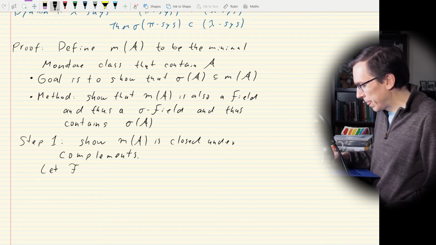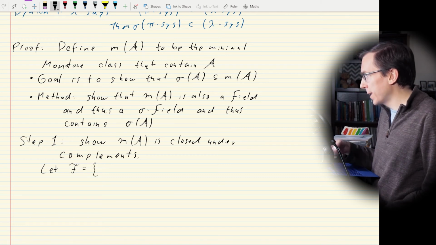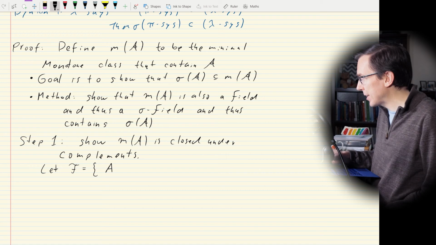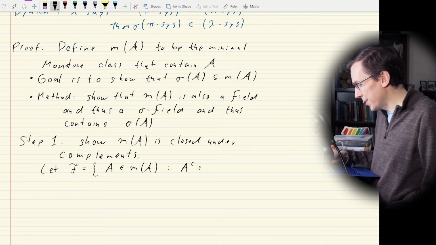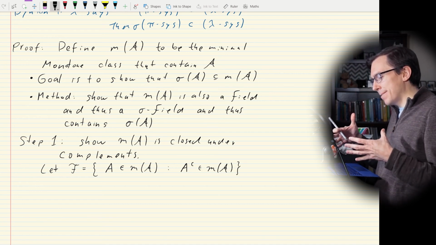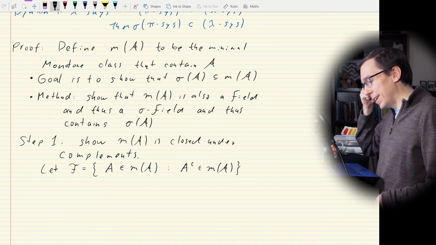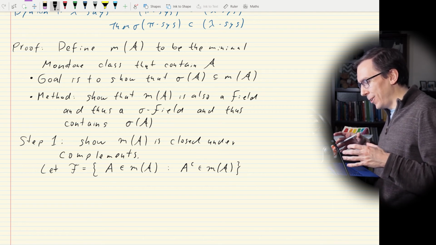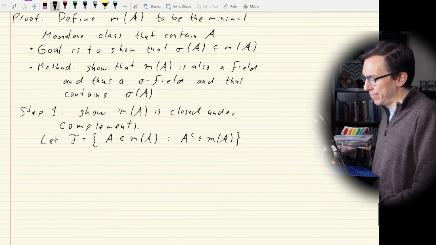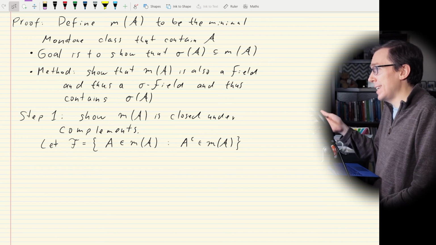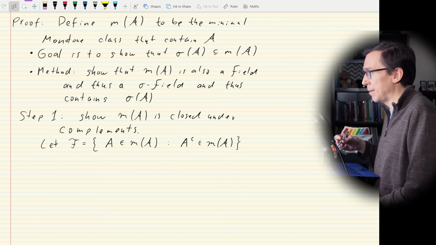Anyway, we're going to use the same kind of trick where we say F is some collection of sets. It's all the A that live in our monotone class such that A complement is also in our monotone class. So the goal is to show that F is all of M A, that for any set A in M A, its complement is also in it. But we have to show that. So these are the sets where we can take complements, closed under complements.